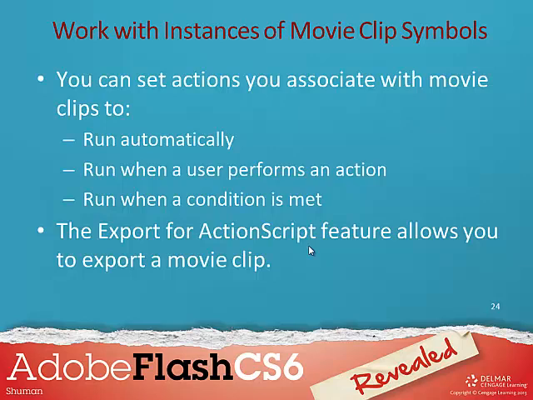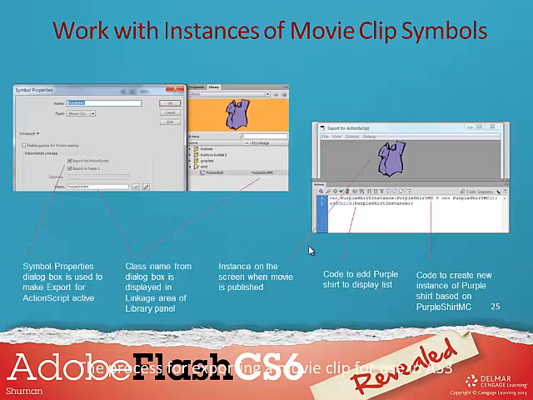You can set actions you associate with movie clips to run automatically, run when a user performs an action, or run when a condition is met. The Export for ActionScript feature allows you to export a movie clip. This shows the Symbol Properties dialog box used to make Export for ActionScript active. Your class name from the dialog box is displayed in the linkage area of your library panel. Instance on the screen when the movie is published, and code to add purple shirt to the display list is shown there in that window, and code to create a new instance of purple shirt based on purple shirt MC.